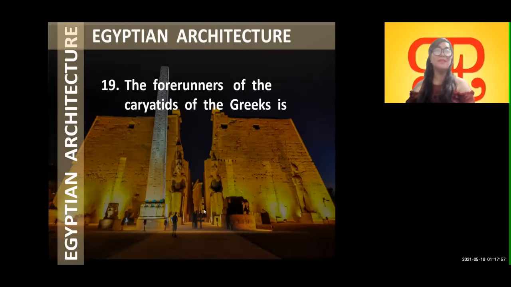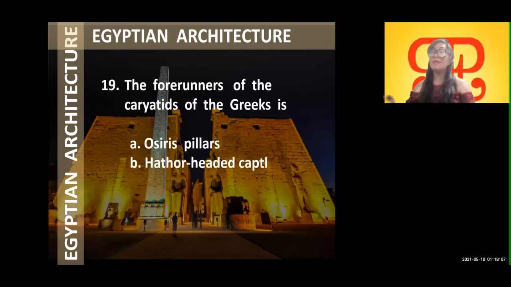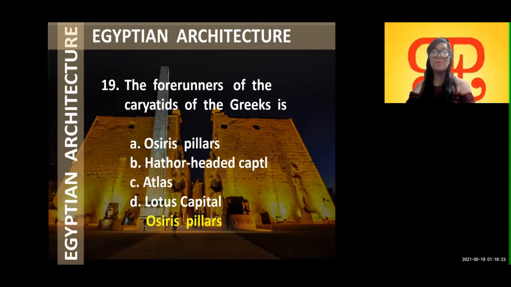Okay, number 19. The forerunners of the caryatids of the Greeks, is it A, Osiris pillars? Is it B, Hathor-headed capital? Is it C, Atlas? Or is it D, lotus capital? So the answer here is, of course, the Osiris pillars.